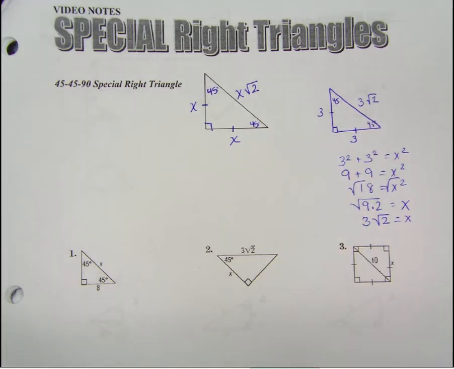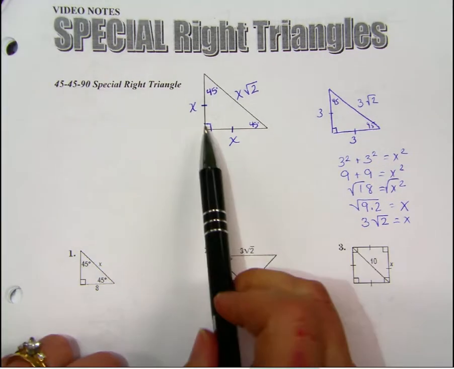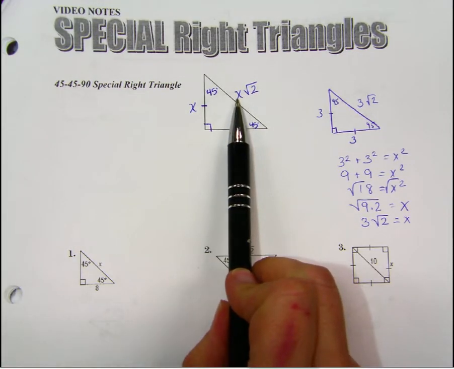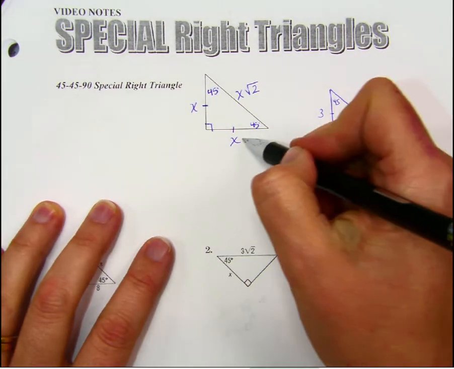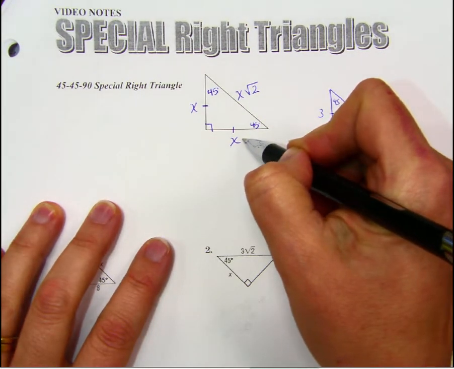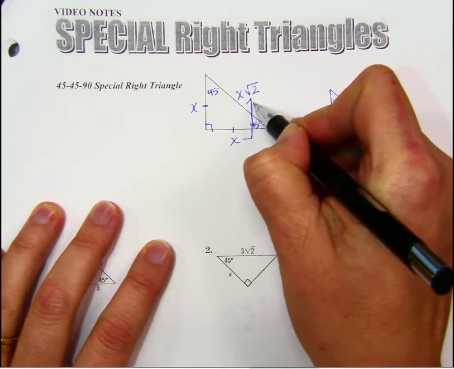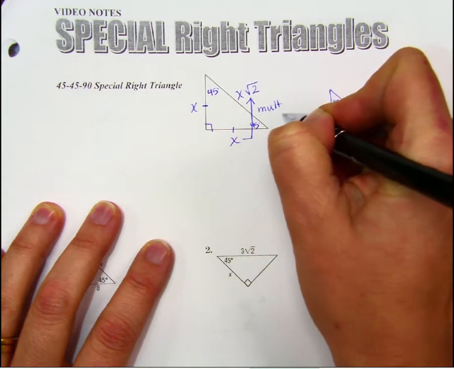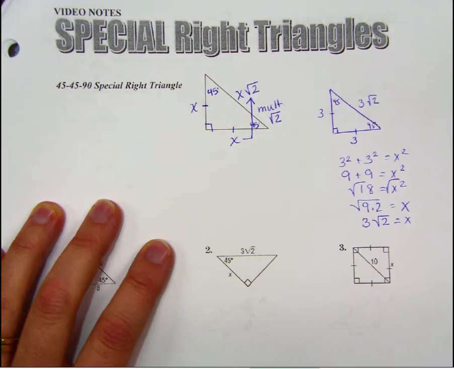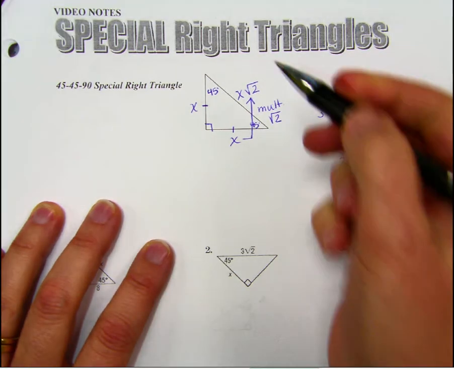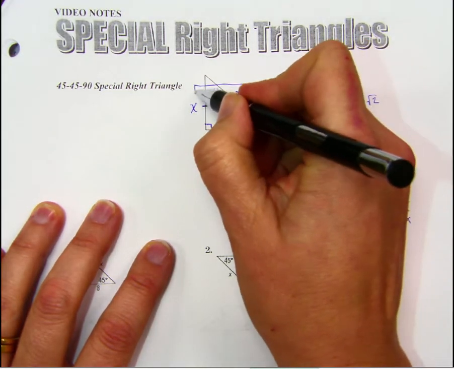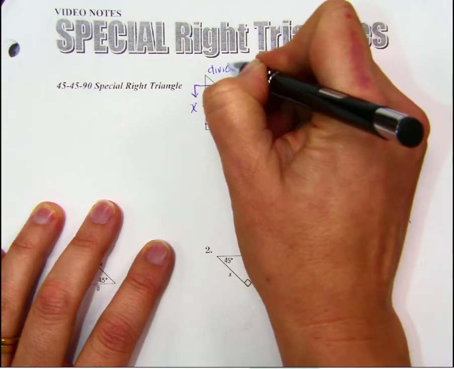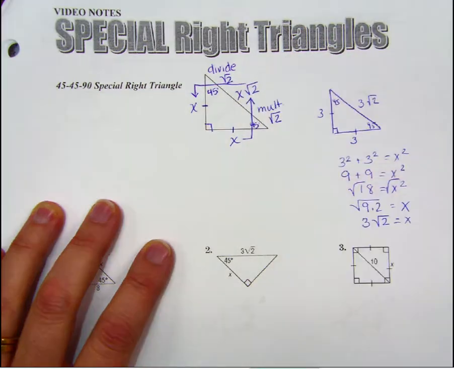So here's kind of how this works. If you remember the shortcut, if you remember that the hypotenuse is just the length of the legs times the square root of 2, if you're given the leg and you want to find the hypotenuse, you multiply by the square root of 2. But if you're going from the hypotenuse to a leg, then you divide by the square root of 2.